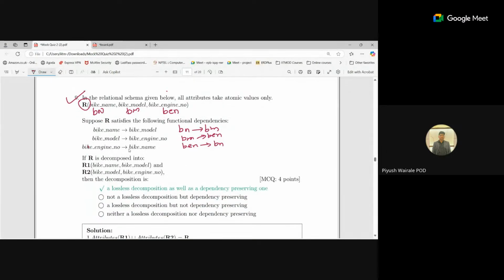Now here, first find out F1 and F2. Directly I can write it down here: bike name determines bike model. Here I can write bike model determines engine number. But what about this FD, engine number determines bike name? I cannot add it directly here or here. Then what about this? Tell me. All the FDs should get preserved. So this is getting preserved, this is getting preserved. What about this one? Yes, anyone? How is it getting preserved? Tell me.